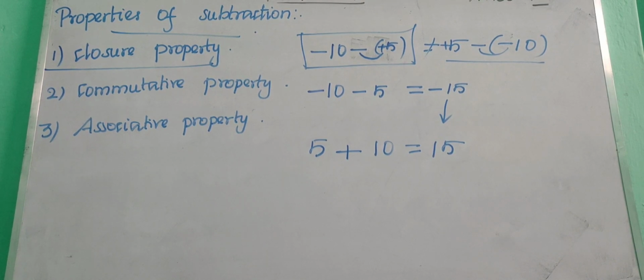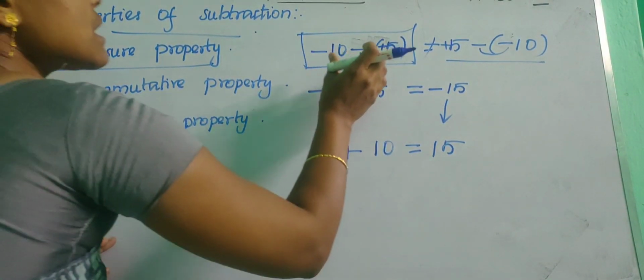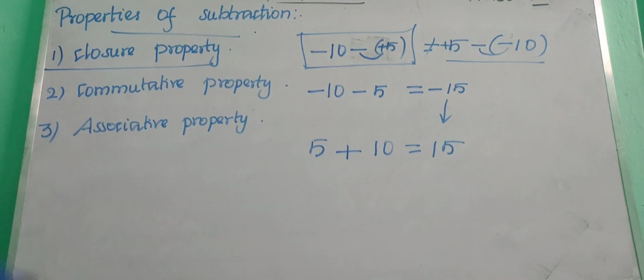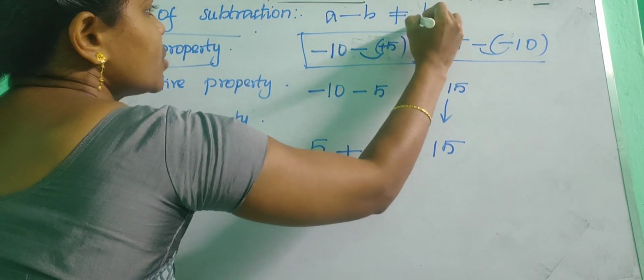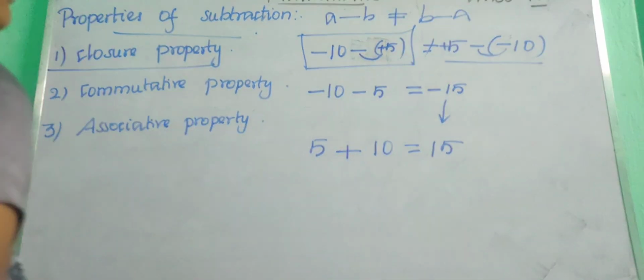Okay children, so in subtraction commutative property will not work out. That is the thing we are learning here. If you are changing the order of integers in subtraction, we will not get the same answer. So that we can say commutative property is not satisfied in subtraction. Okay children, did you all understand? So that we can say A minus B is not equal to B minus A. Okay children, did you all understand?